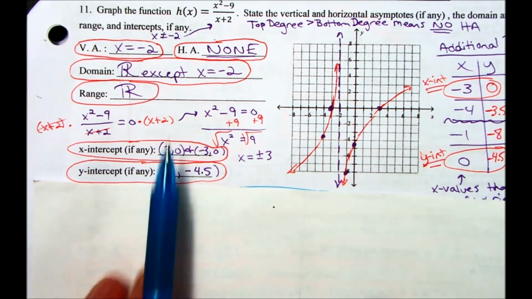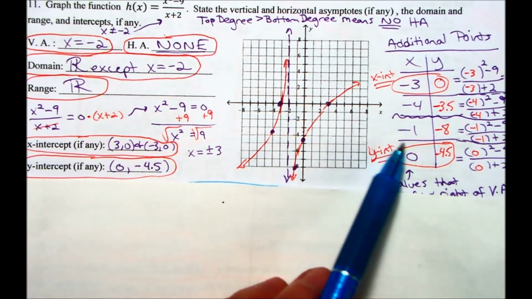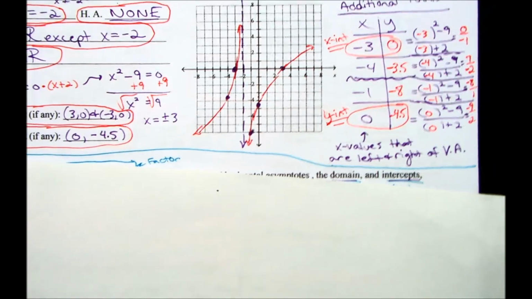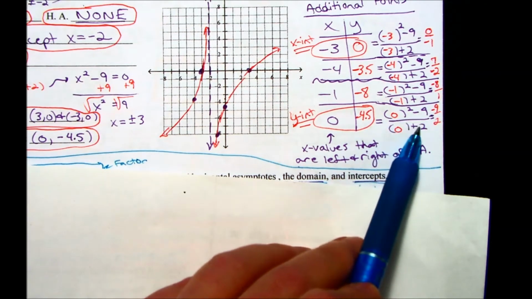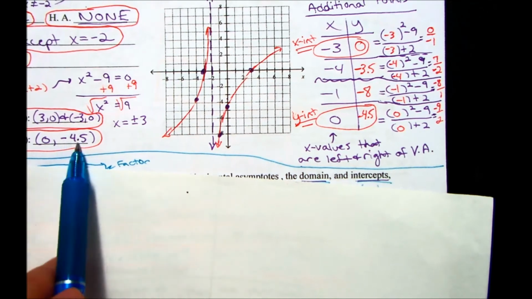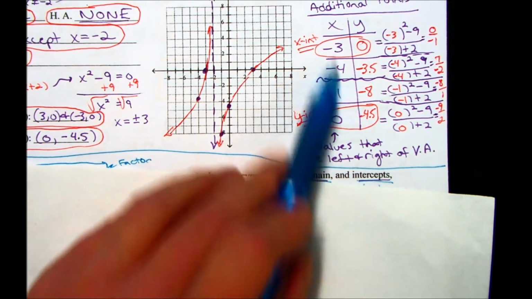For your y-intercept, you're going to again substitute 0 for x. So that's what I did here. I just put it in the table. I didn't make it a separate place, but I substituted 0 for x, and then simplified and got -9/2, which is -4.5. So then again, where do we get these other values?